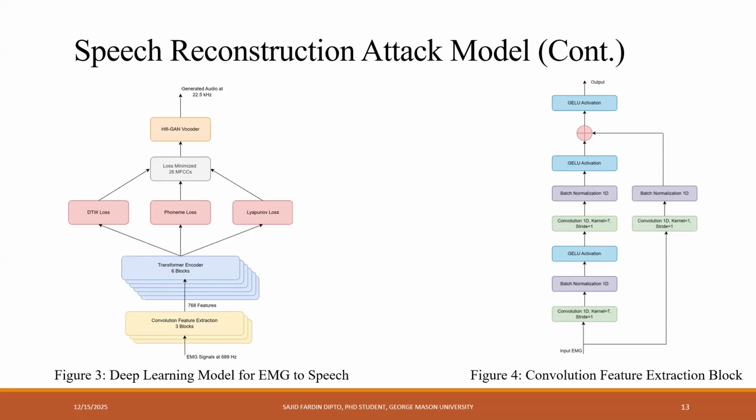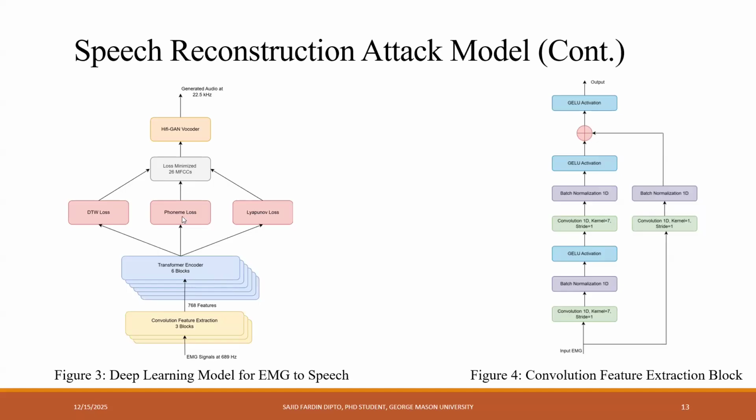So this is my model architecture. On the left side, this is the total deep learning model, where the EMG signals are sent into the convolution feature extraction for extracting features, which have 768 dimensions. The extracted features go into a transformer encoder with 6 layers, and each transformer layer has 8 attention heads and a dimension of 768. The transformer is particularly good at capturing long-range temporal dependencies, as we know.